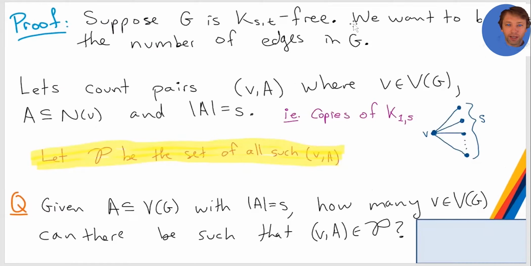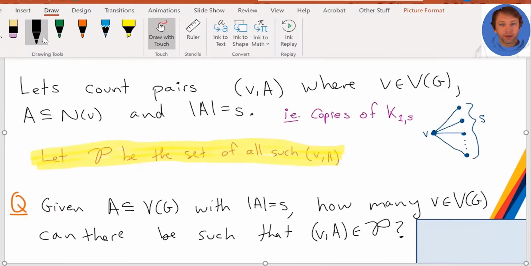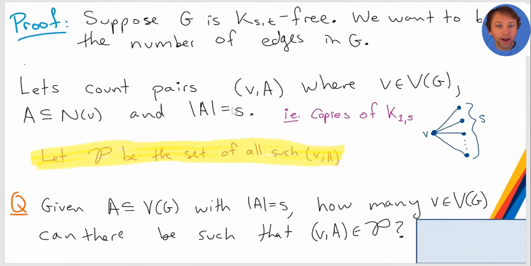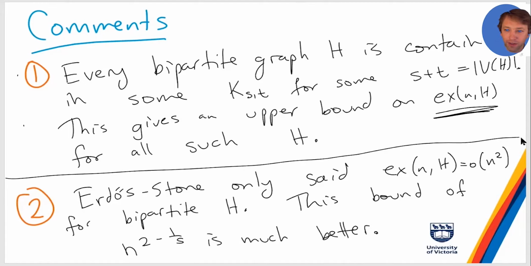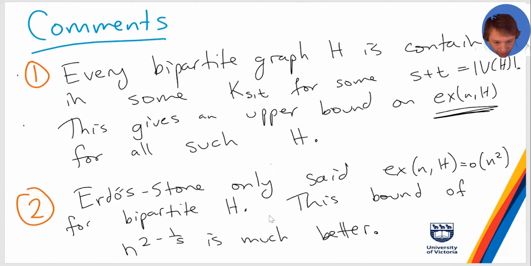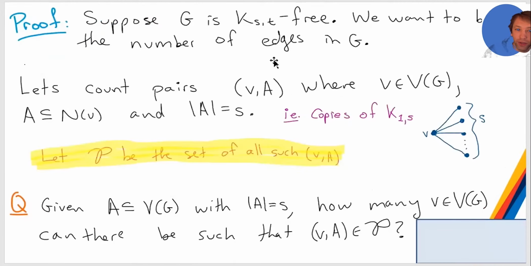So suppose that G is K_{S,T}-free, so it has no K_{S,T} subgraph, and I want to bound the number of edges in G. Okay, so the second comment, if you've been writing things down, is already kind of covered by the other stuff I've said. Okay, so I want to upper bound the number of edges in this graph, which doesn't have a K_{S,T}. So we're going to do some sort of double counting.